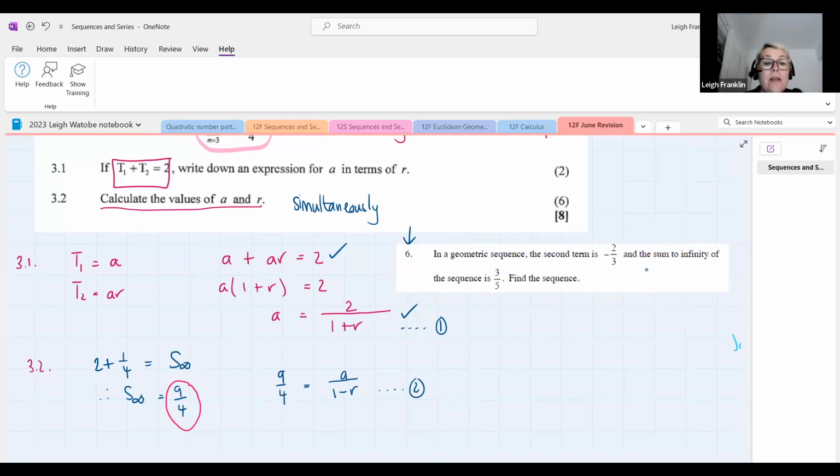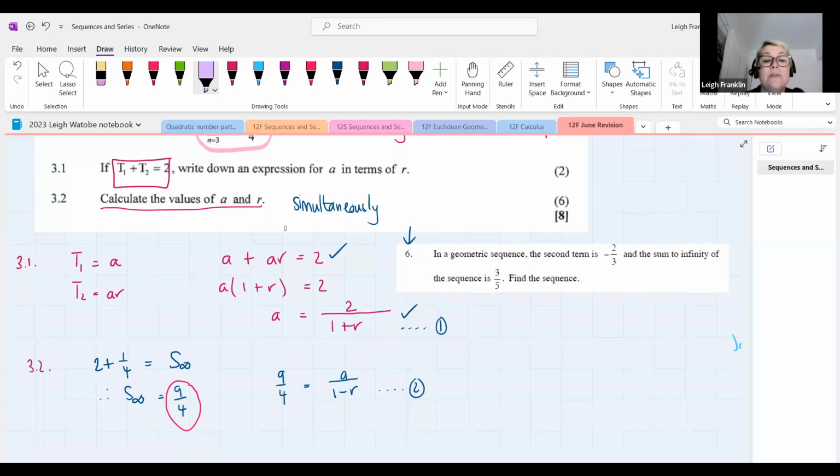So you've already got A in terms of R. The easiest thing for you to do here, Matrix, is to sub in. We want to take this over here and sub it in place of A. So that would give us 9 over 4 equals 2 over 1 plus r, all over 1 minus r. So the 2 over 1 plus r is the numerator, and 1 minus r is the denominator. So we're going to cross multiply.